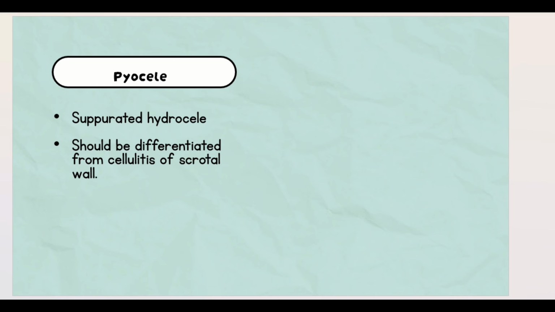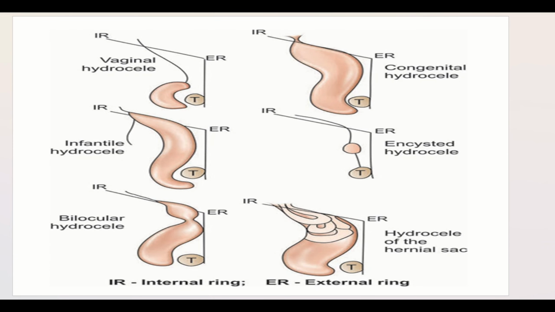Pyocele. What is pyocele? It is nothing but a sequel of hydrocele. If the hydrocele gets infected due to some reason, the serous fluid becomes pus. So this is a suppurated hydrocele. It should be differentiated from cellulitis of scrotal wall.